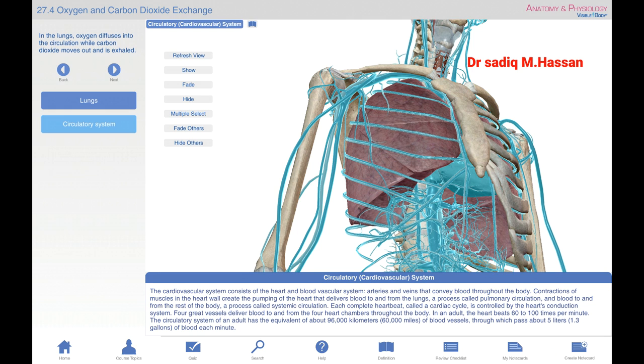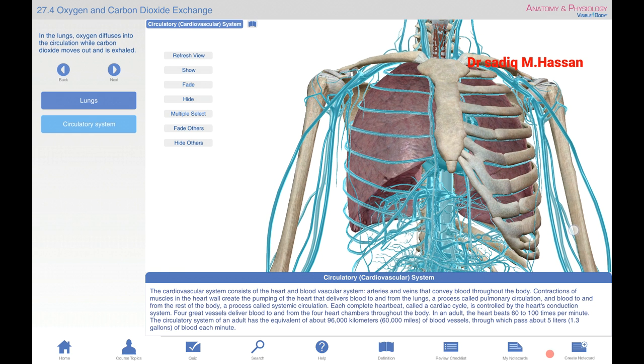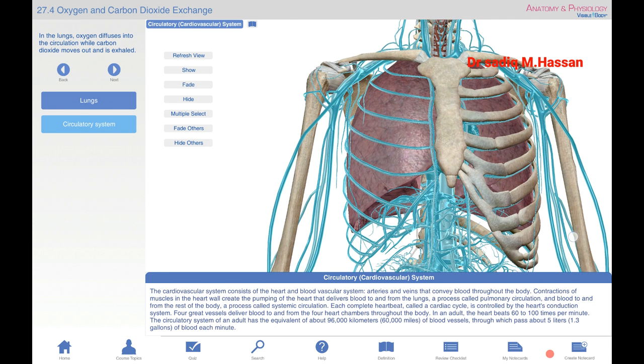What about now? The cardiovascular system consists of the heart and the blood vascular system, arteries and veins, that convey blood throughout the body. Contraction of the muscle in the heart wall creates the pumping of blood and delivers blood into and from the lungs. This process is called pulmonary circulation. The blood to and from the rest of the body, that process is called systemic circulation.